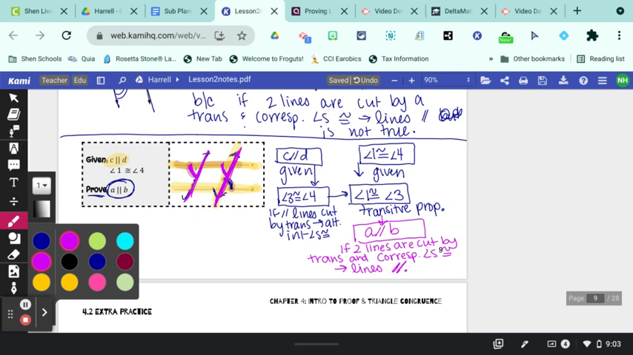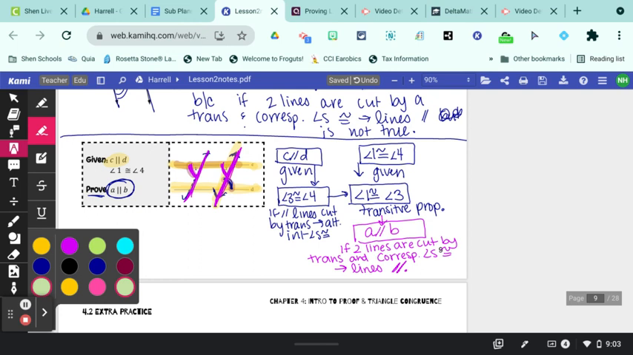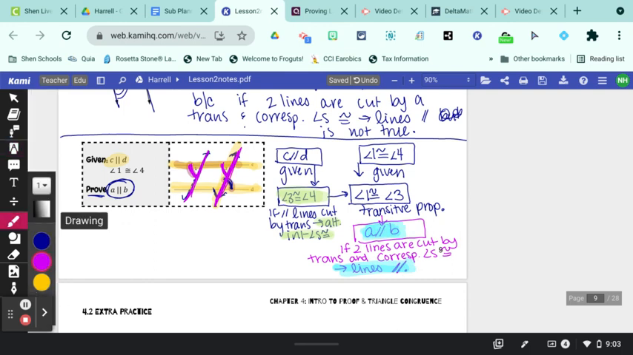Remember, please remember, the then part should match what's in the box. Notice this then says alternate interior angles are congruent, and that's what this says. This says then the lines are parallel, and that's what this says.